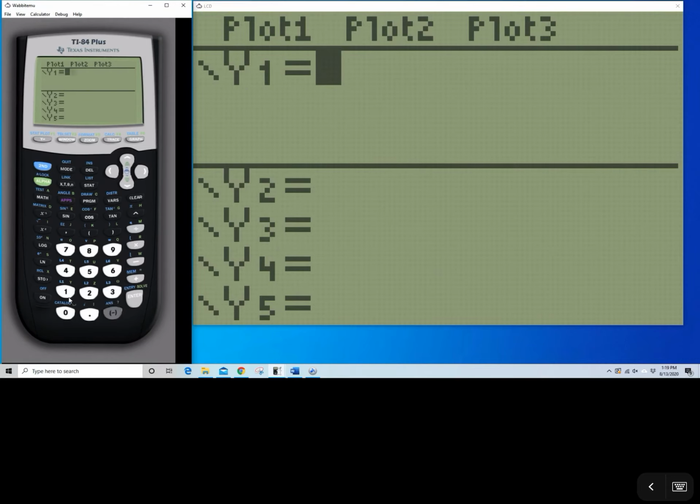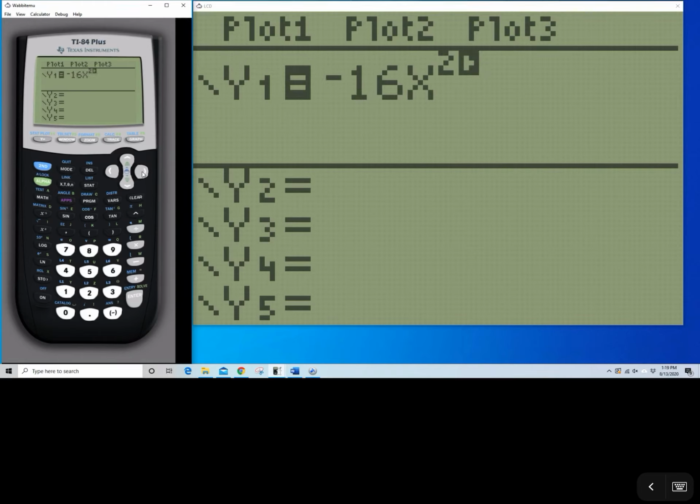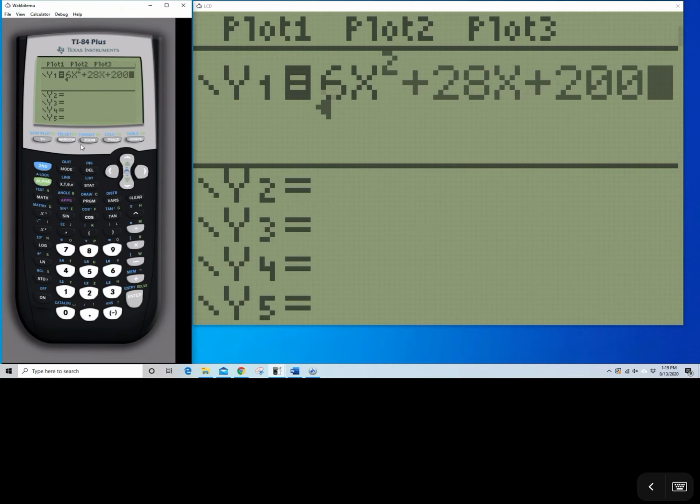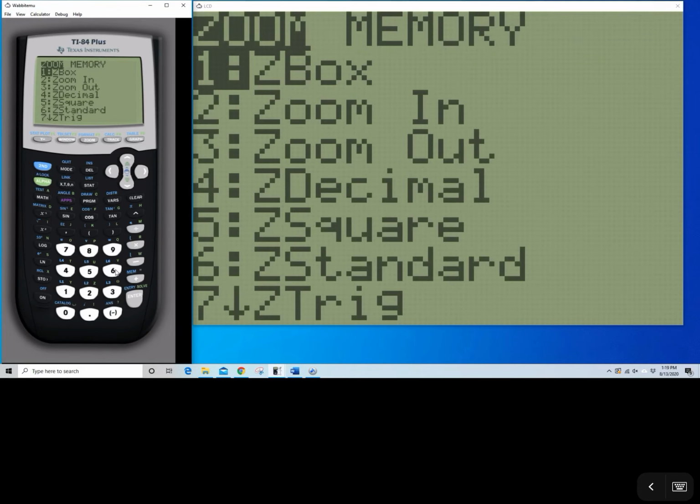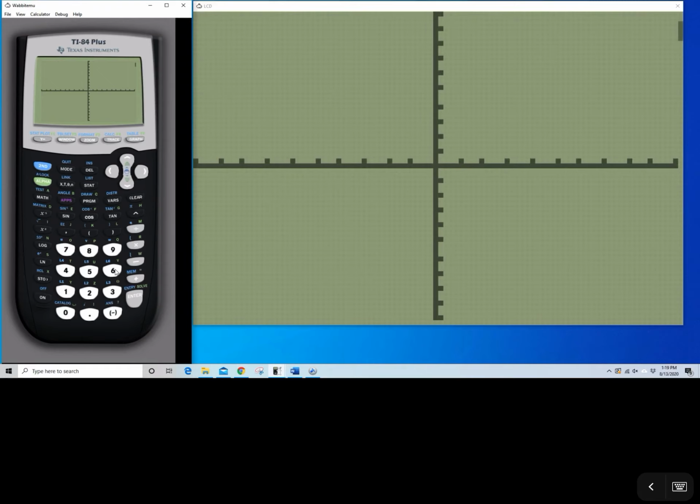Let's go ahead and hop onto our calculator here. We're going to go into y equals. We're going to clear that out. We're going to type in negative 16x. Oh, sorry, I didn't clear that out here. Negative 16x squared plus 28x plus 200.